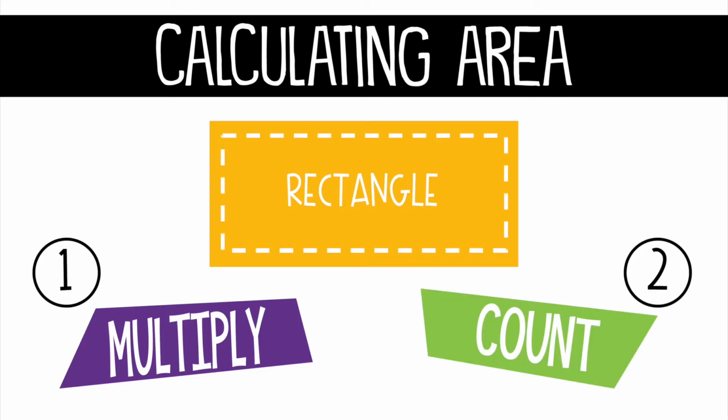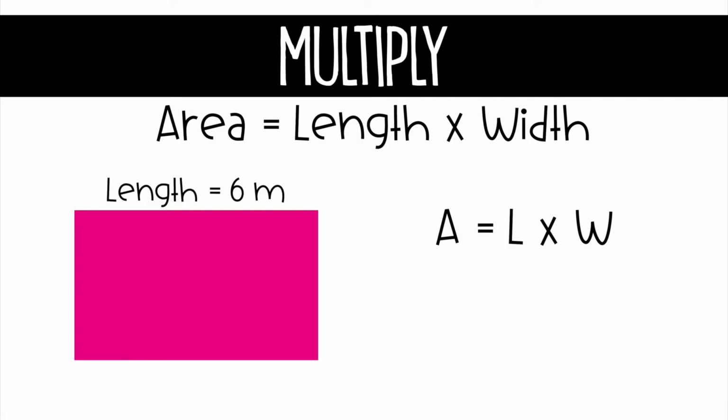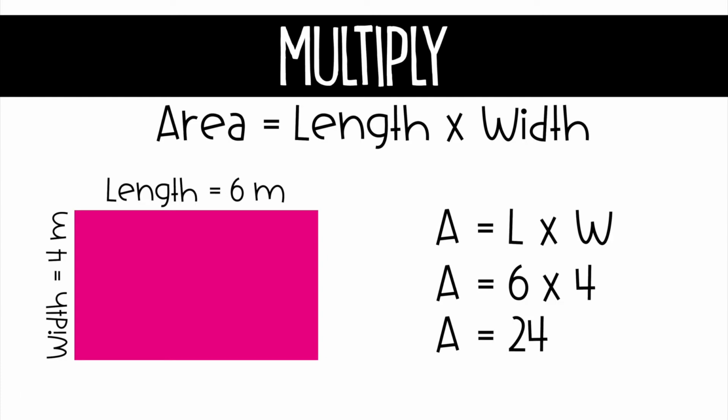Pretty easy stuff. The fastest way to calculate area is to multiply. First, we're going to write out the formula. Area equals length times width. Next, let's take our measurement from the rectangle. Its length is 6 meters, and its width is 4 meters. Let's replace the L with a 6 and replace the W with the 4. Then we can just multiply 6 times 4, and we get our total of 24.